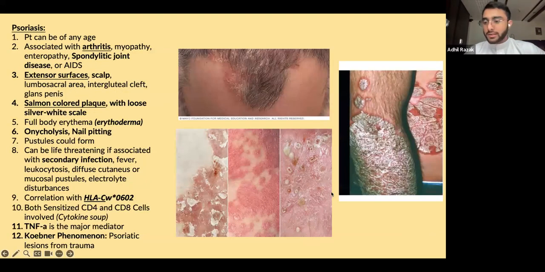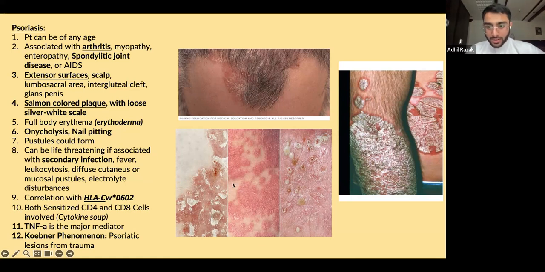Is that clear? Amazing. All right. So it should be on the extensor surfaces, scalp, lumbosacral area, which is the lower back, intragluteal cleft, and the glans penis. And the most characteristic image that you can see is a salmon-colored plaque with loose silver-white scale. You see this shiny silver scale that is very, very typical for psoriasis. If you see it, you have the diagnosis.